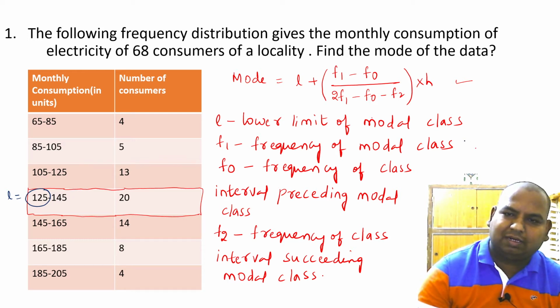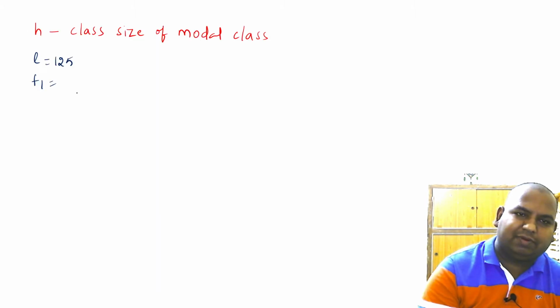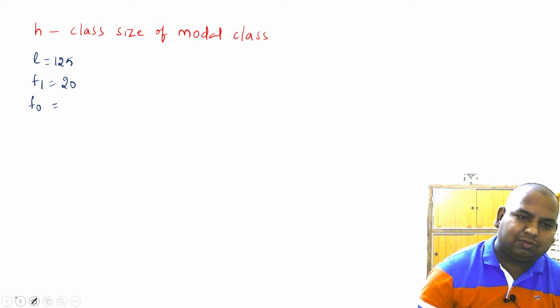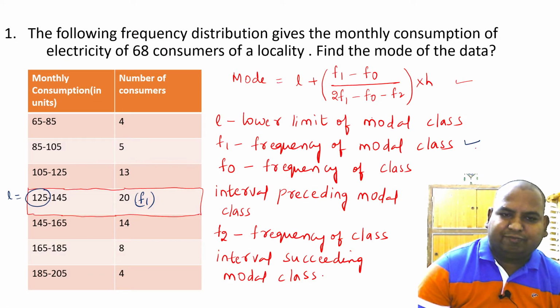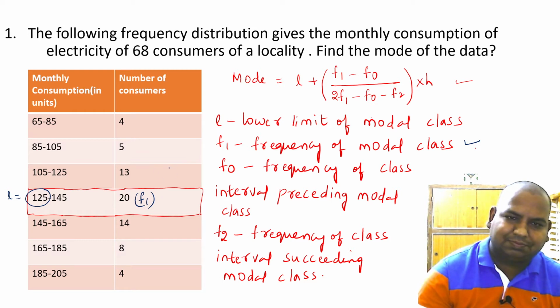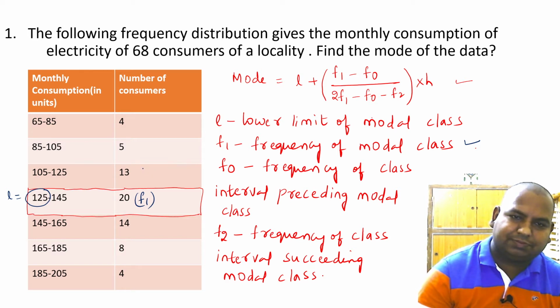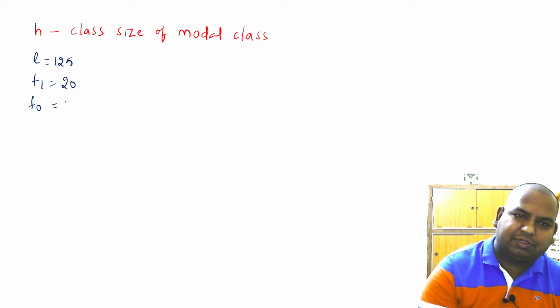Next, what is F1? Frequency of the middle class. F1 is 20. Next, F0. Before the middle class, we have a class interval. This is the class interval. The frequency of this class interval is F0. So this is F0. F0 is 13. Next, F2.